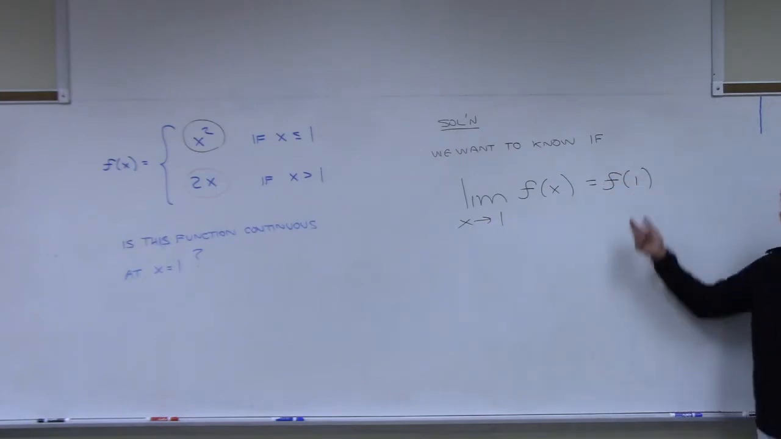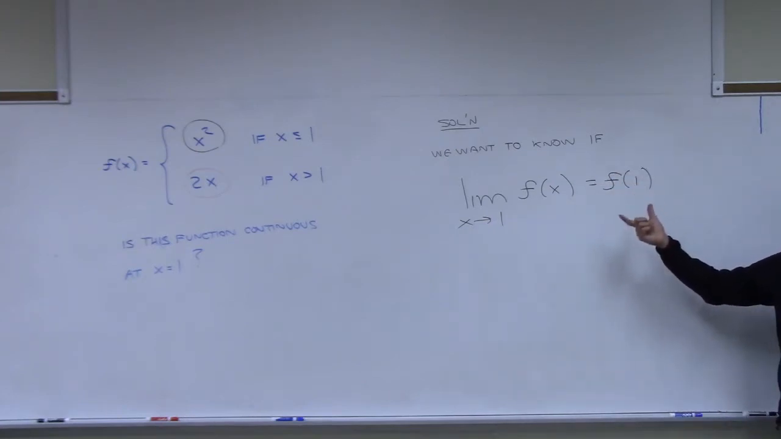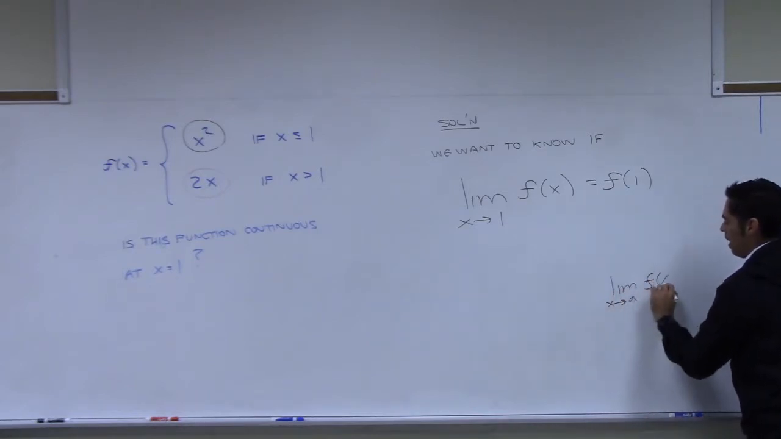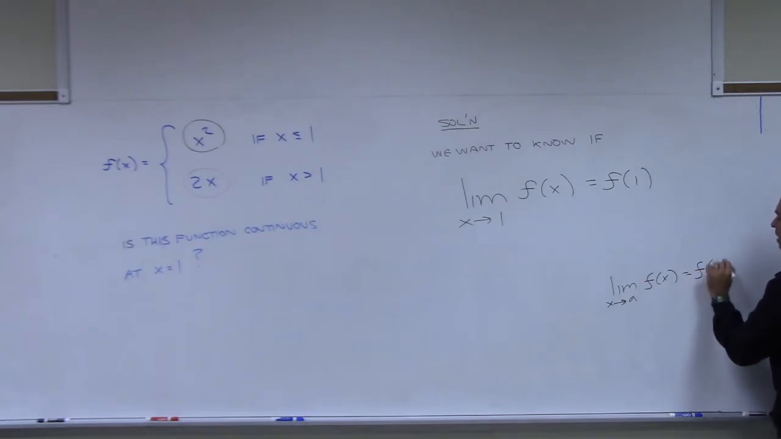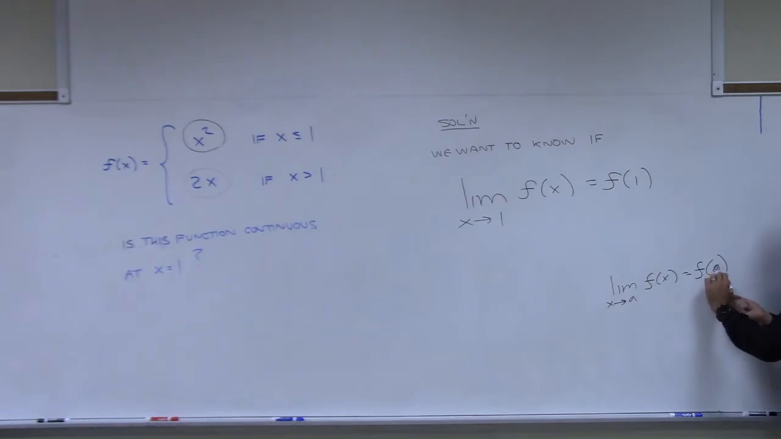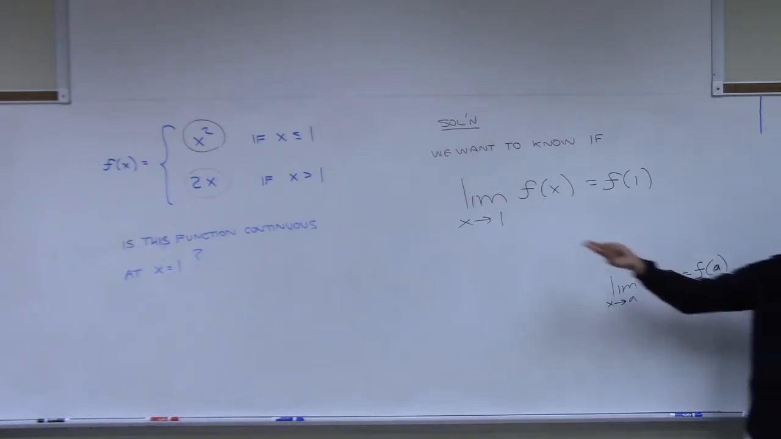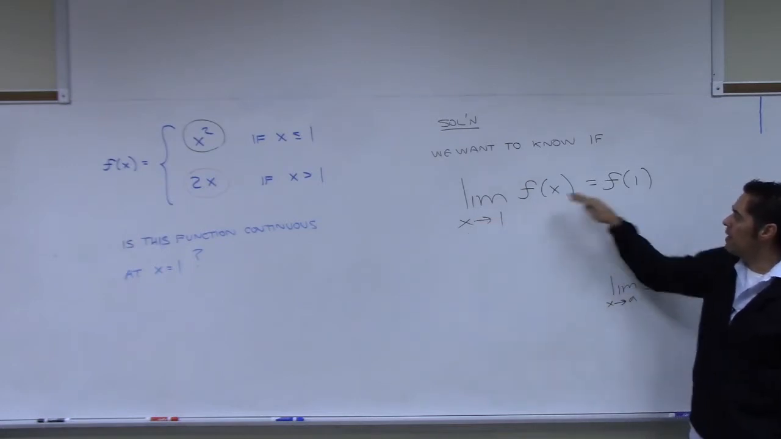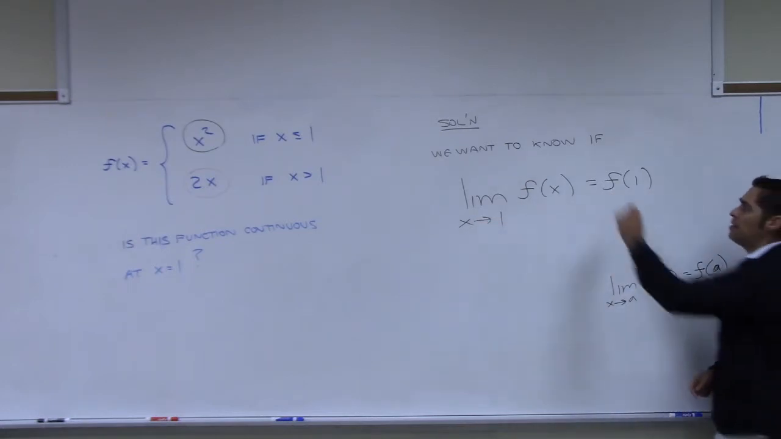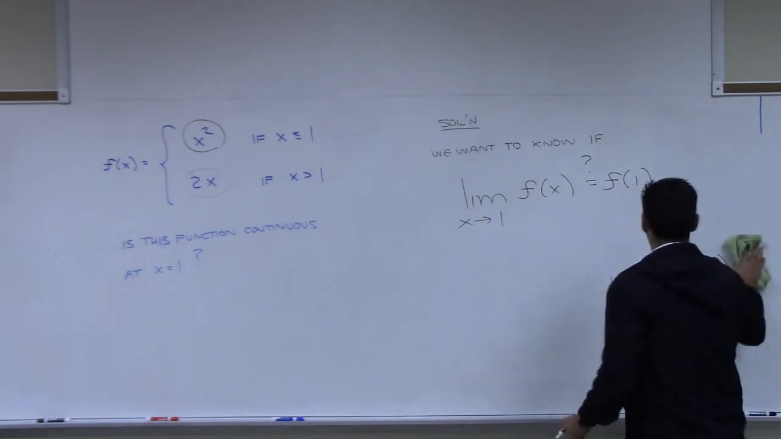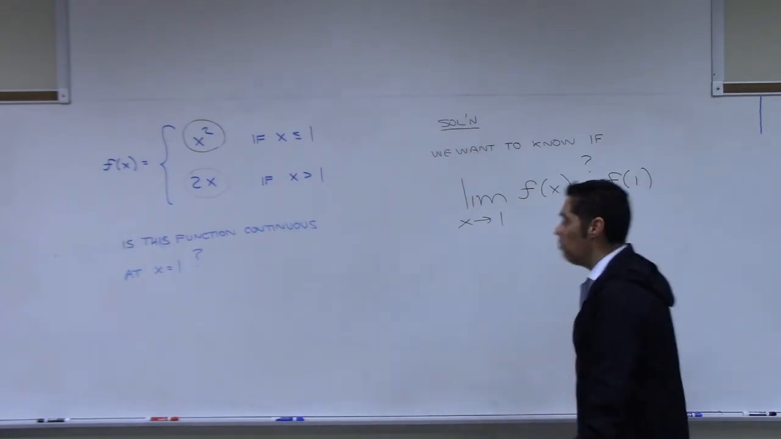Okay, now I wrote the definition of continuity at a point on the board just a second ago. I wrote limit x approaches a of f of x equals f of a. It means as we approach a, that limit needs to be equal to the function's value at a. So if I'm asking is this function continuous at 1, it means does the limit as we approach 1 equal the function's value at 1? That is the question. Is that true or not? Okay, so let's go about this and let's try and figure out what's going on here.